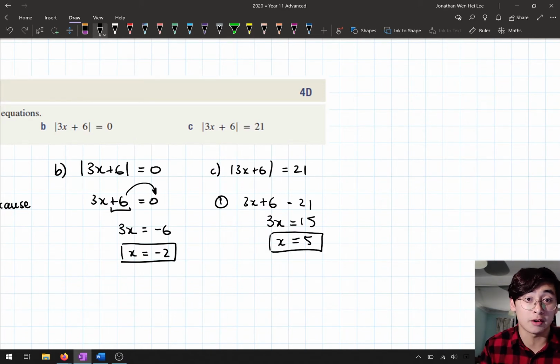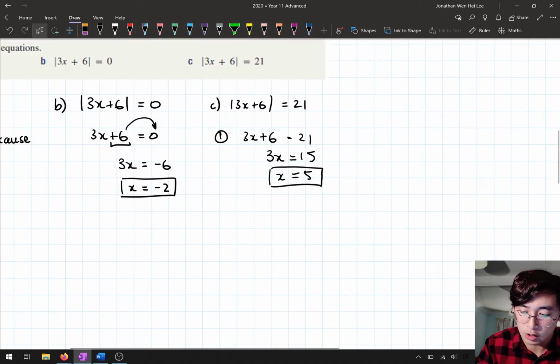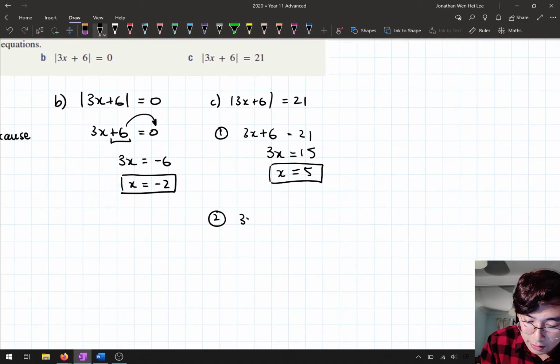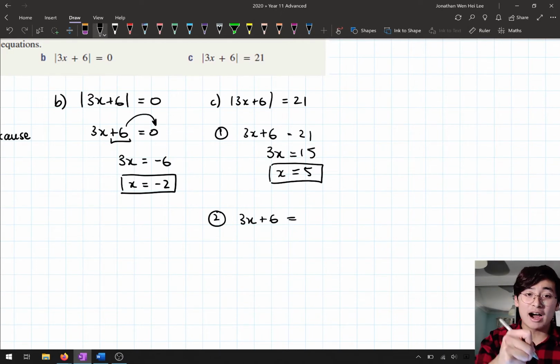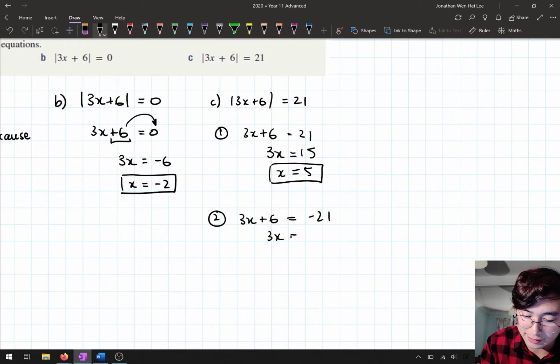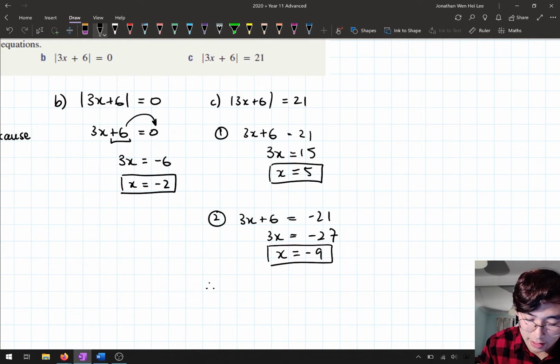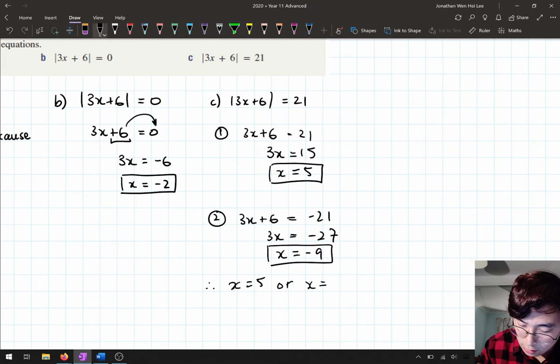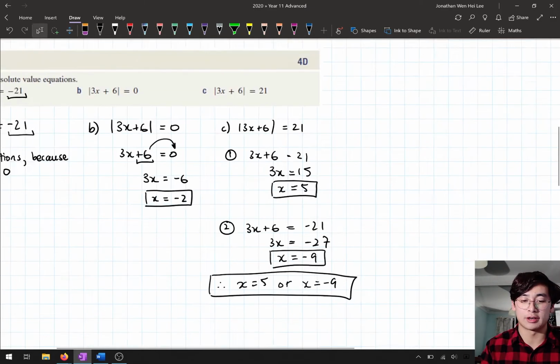But because 21 is positive, we're going to have a second solution, which is when 3x plus 6 is equal to not just 21, but minus 21. So here I'm going to get 3x is equal to minus 27, and so x is equal to minus 9. So I'm going to write at the end, therefore x is equal to 5, or x is equal to minus 9. That's my final solution for this question here.